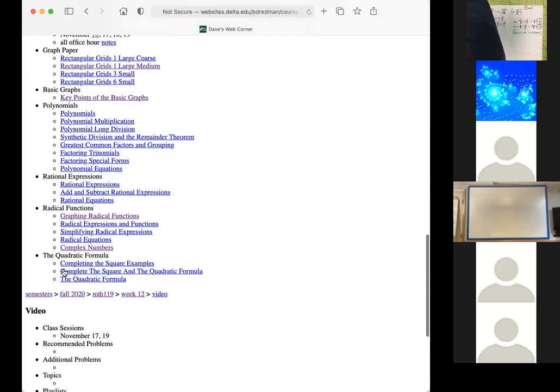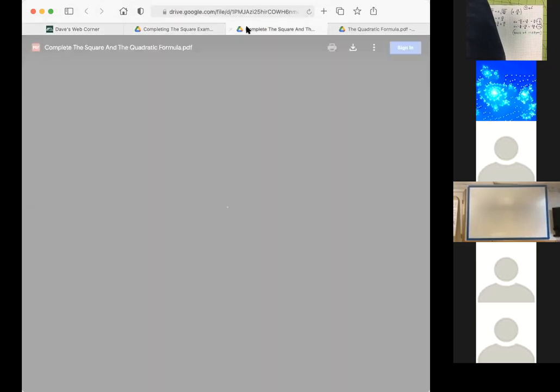And you see that I added 3 handouts here: the quadratic formula, completing the square examples, and completing the square in the quadratic formula. I'll show you what these look like. I'll just have to let them load here. Oops. It's loading, but it takes a second for this to load.